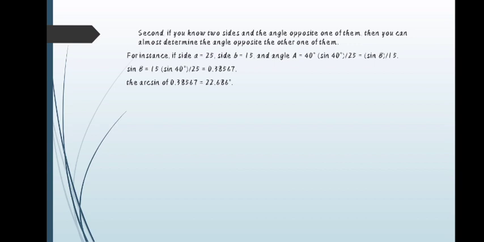Second, if you know two sides and the angle opposite one of them, then you can almost determine the angle opposite the other one of them. For instance, if side small a is equal to 25, side small b is equal to 15, and angle big A is equal to 40 degrees, sine 40 degrees over 25 is equal to sine b over 15. Sine b is equal to 15 times sine 40 degrees over 25, which is equal to 0.3857. The arcsine of 0.3857 is equal to 22.686 degrees.